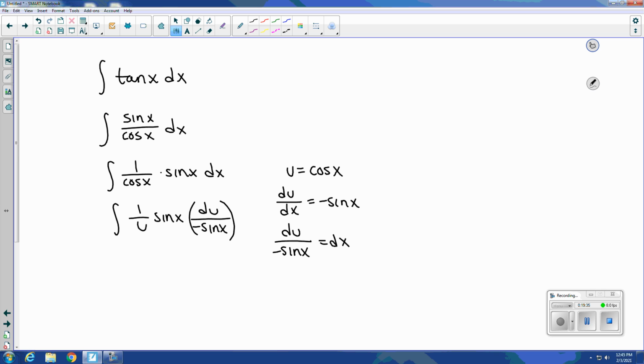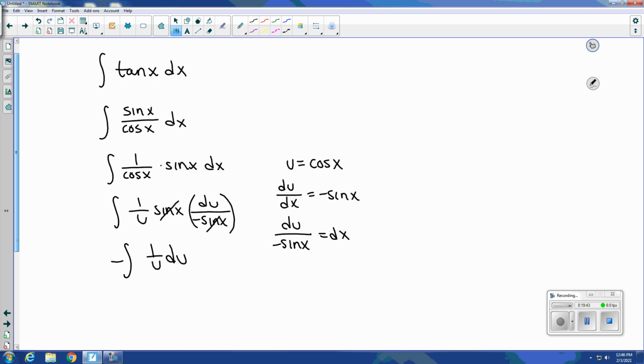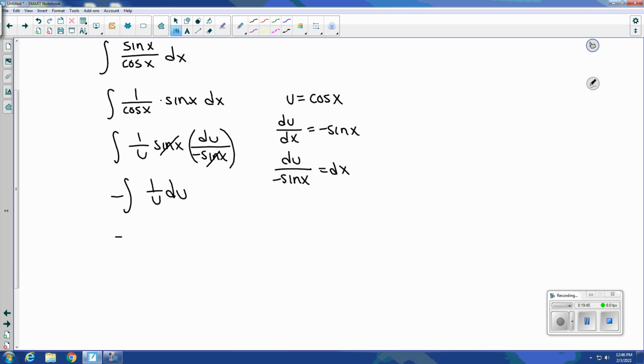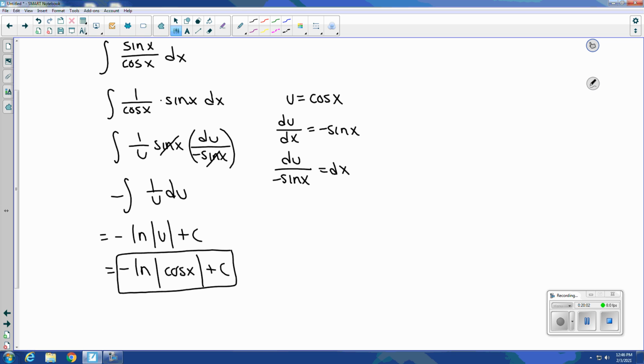Now, we know we were successful because these sines cancel, and we get negative 1 over u du. We can pull this negative out to the front if we prefer. And then upon the evaluation of this indefinite integral, we're going to get negative natural log of u plus c. Let's make sure our answer is in terms of the original variable of integration. So let's plug in cosine x for u, and there is the antiderivative of tangent.